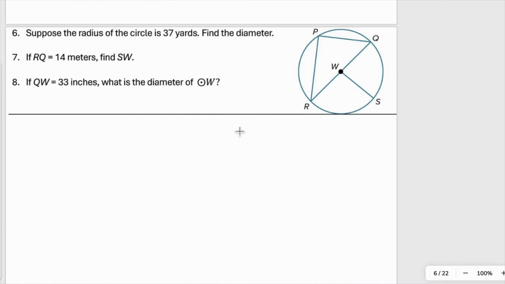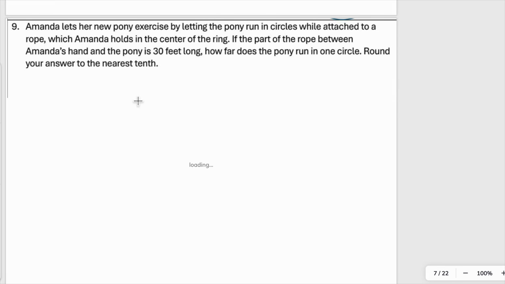Next up, suppose the radius of the circle is 37, so find the diameter. Remember, radius is just multiplied by 2 to find the diameter, so multiplying 37 by 2, we get 74 yards. And number 7, RQ is the diameter, so half of 14 would be 7 meters for the radius, SW. And then QW is the radius, so multiplying that by 2 to get diameter, we're going to get 66 inches.